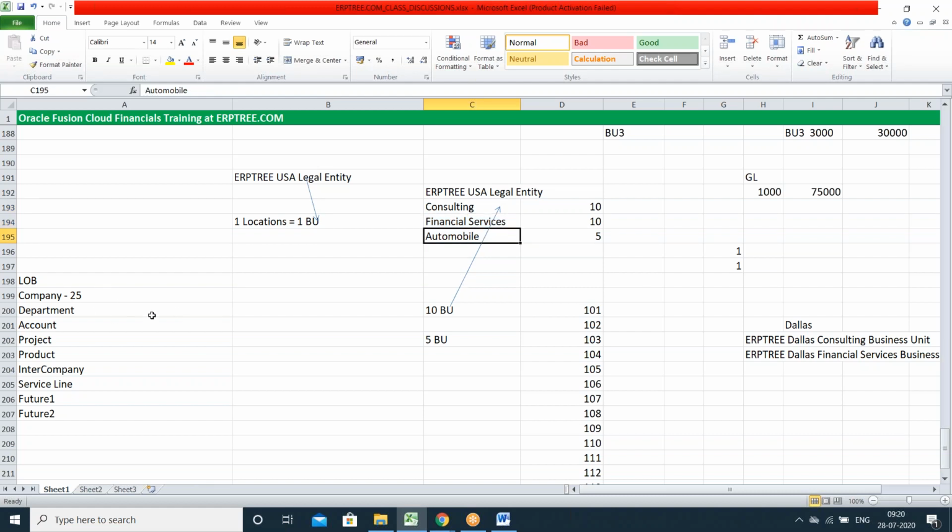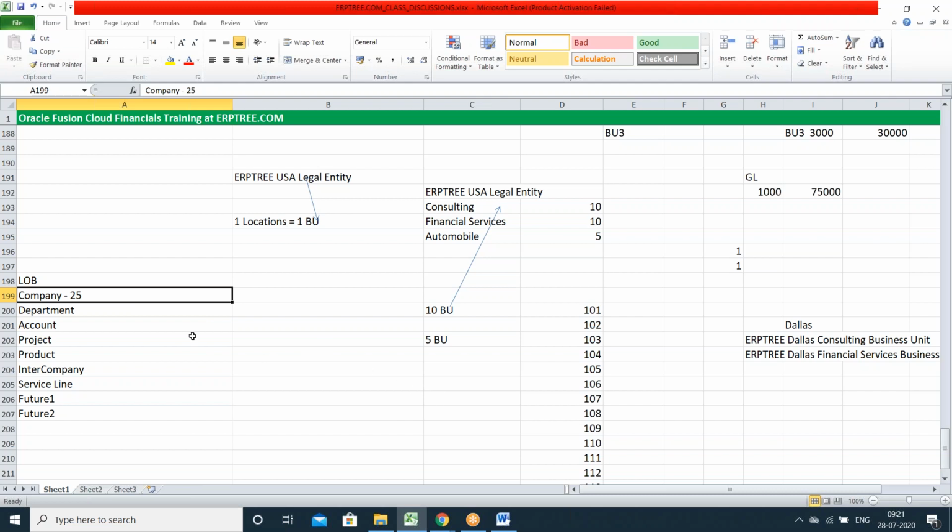In that case, the business units you are creating, you can include with these names: dollars consulting, dollars finance service, dollars automobiles. Or else, if you want to capture lines of business, it falls under which line of business. First you can select consulting, then you can select the company related to consulting. That's how you can record the transaction.